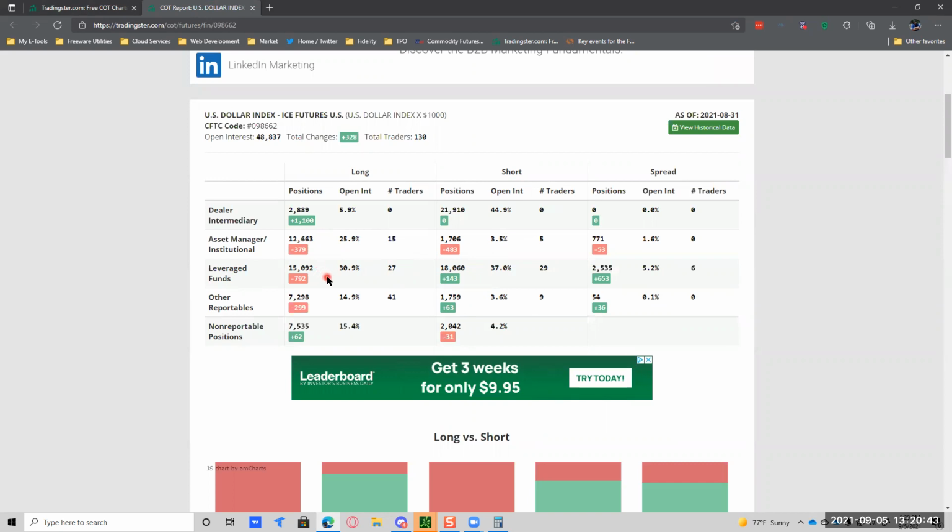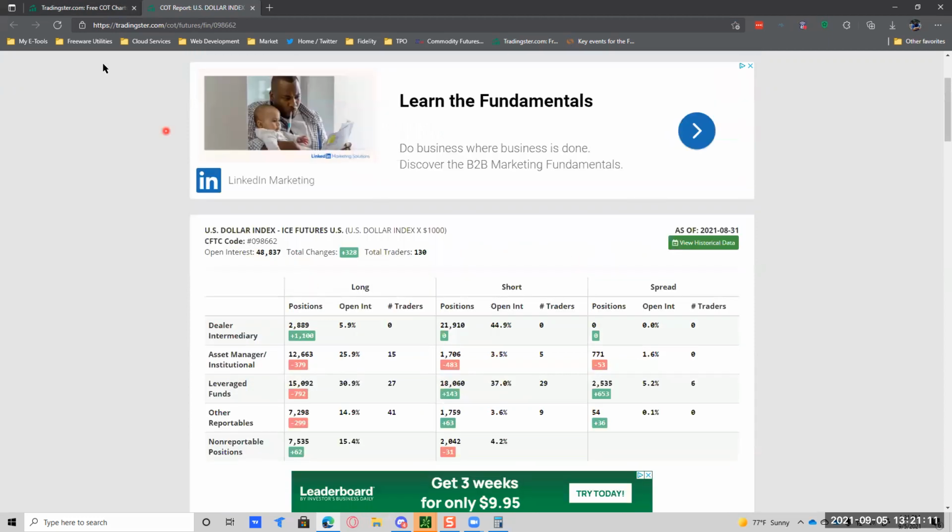No, let me say that differently. They increased their net short position because they took some hedge off, right? So they increased their short by, call that 800, by 900 contracts. They increased their short position. So that's pretty significant on the dollar side.